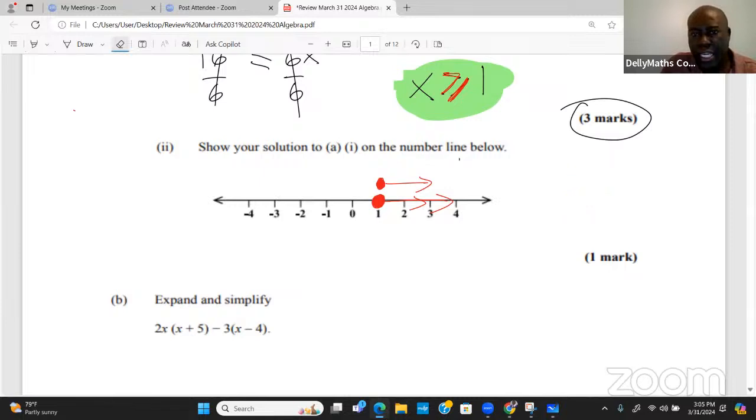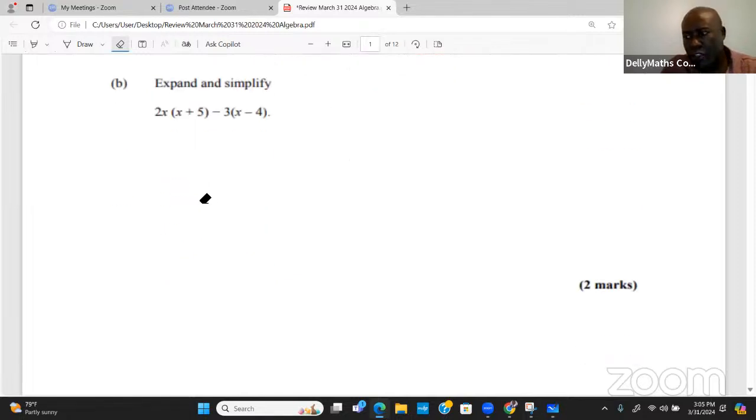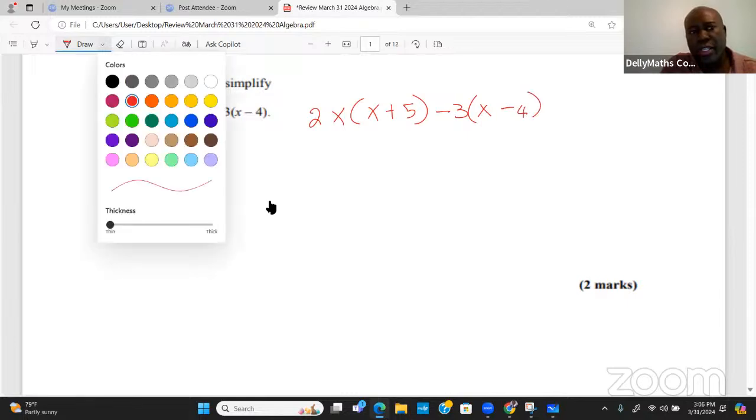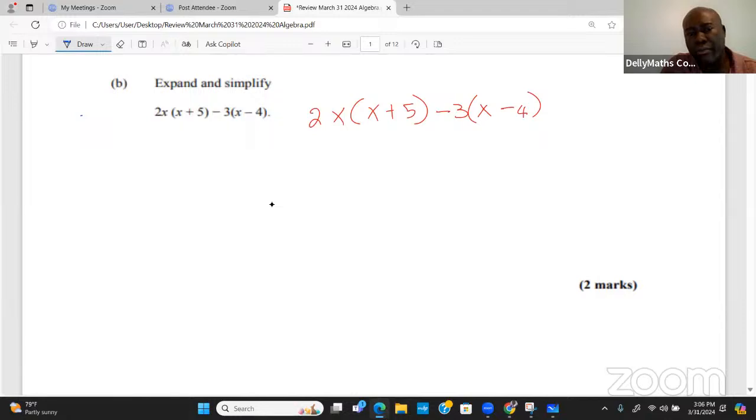All right, so let's take a look at the second part of the question. For the B part of the question, we're looking at how we expand and simplify. So basically what we're looking at is 2x into x plus 5, and then we have negative 3, and then x minus 4. What we're going to do is apply our distributive law, where this 2x that is outside the bracket, you're going to distribute that inside.